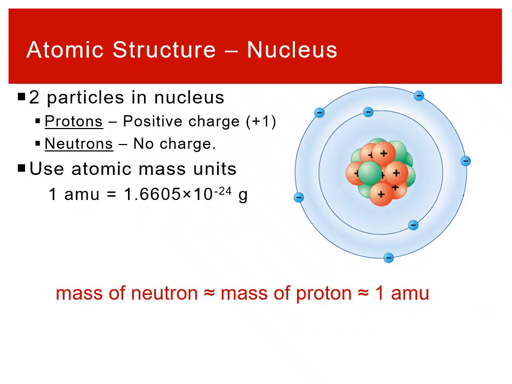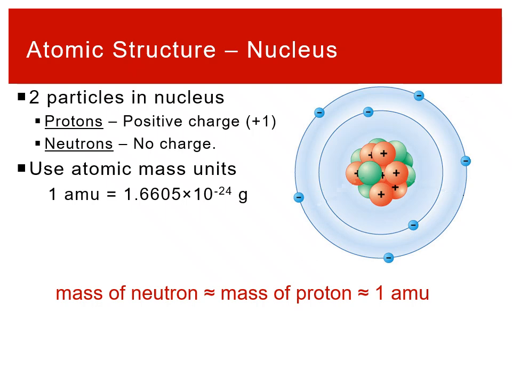And so each nucleus is composed of two different types of particles. You have protons that are positively charged and neutrons that are neutral. They have no charge. The mass of those particles is very small, right? 10 to the negative 24 grams. Atoms are tiny. So what we use is we call these 1 AMU, meaning an atomic mass unit.